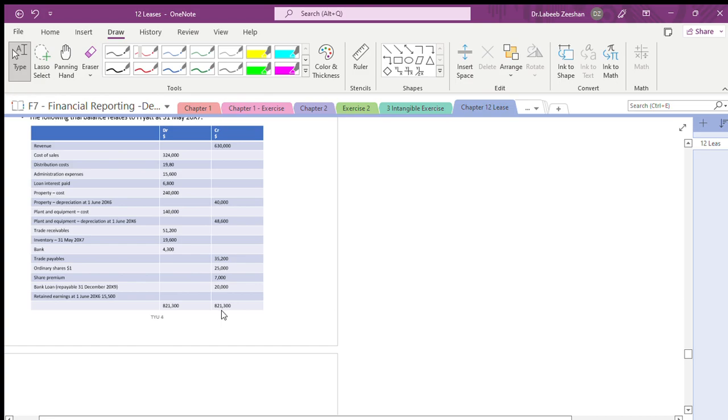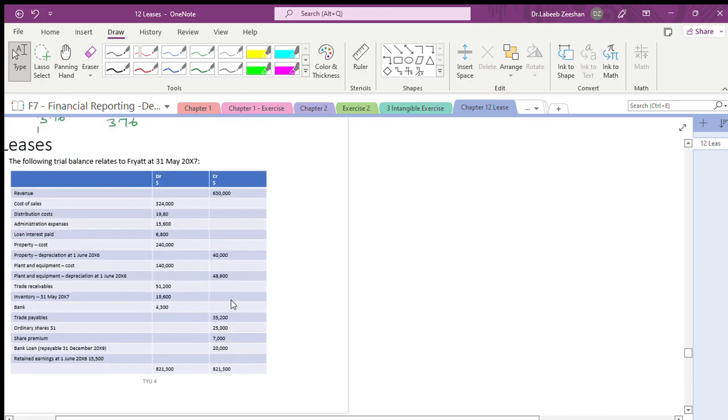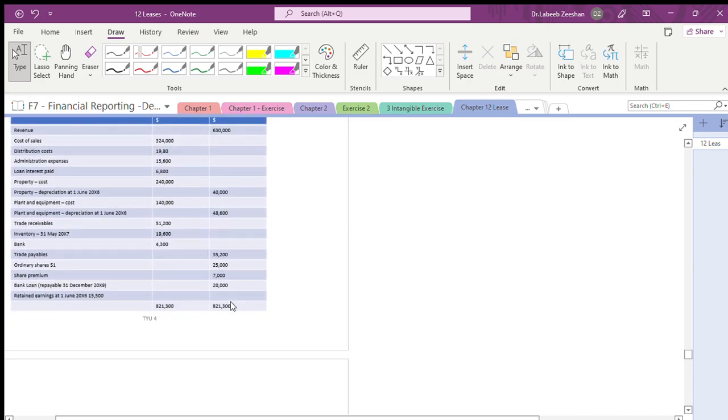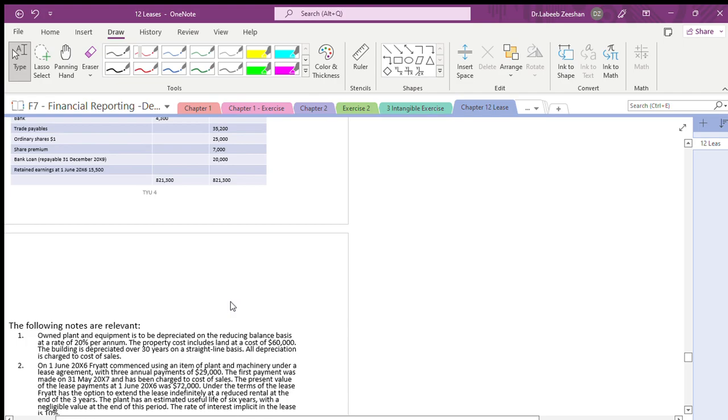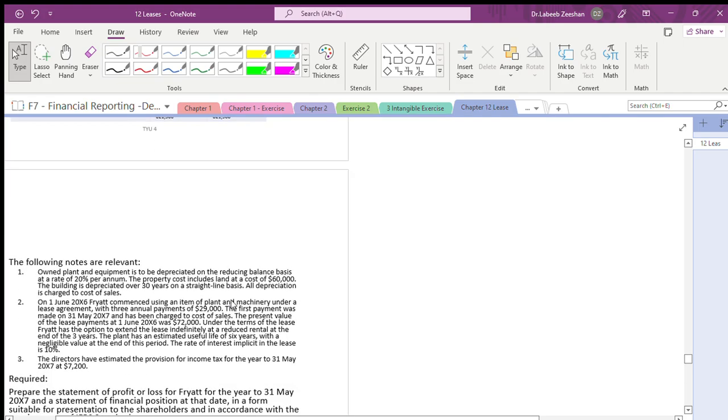They gave us the trial balance, revenue, all those things. Fine, no problem. They asked what? Own plant and equipment to be depreciated on reducing balance basis 20%. Property land is 60%. The depreciation is for 30 years on straight line basis. What is the condition they have put? It has to be charged to cost of sales.